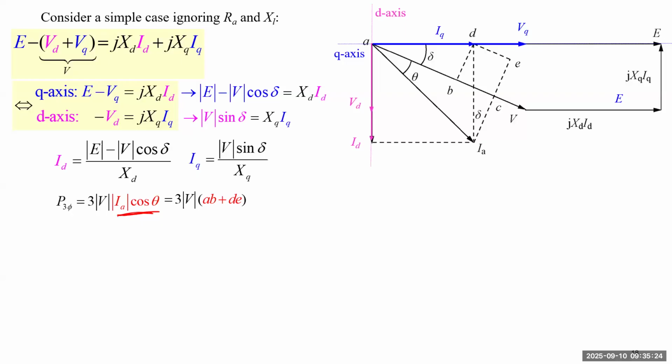So if we try to find out, this is the current, right? And multiplied by cosine theta, this is theta. So this item is actually equal to this length if we utilize that triangle. On the figure, it is equal to two segments: one is A to B, the other is D to E.